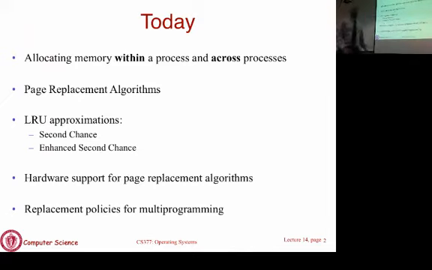Okay, so today, broadly speaking, we'll talk about memory allocation inside a process and then memory allocation across processes. What does the OS do when there is a page fault? A new page comes in, some page has to go out. We'll look at how that is done. That's basically the page replacement algorithms, algorithms to decide how to replace pages.